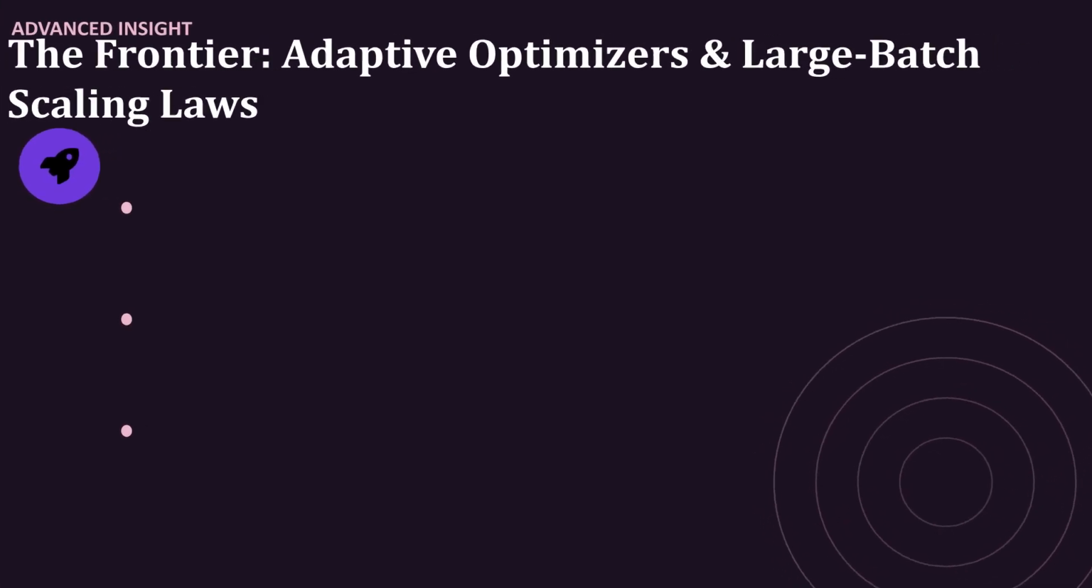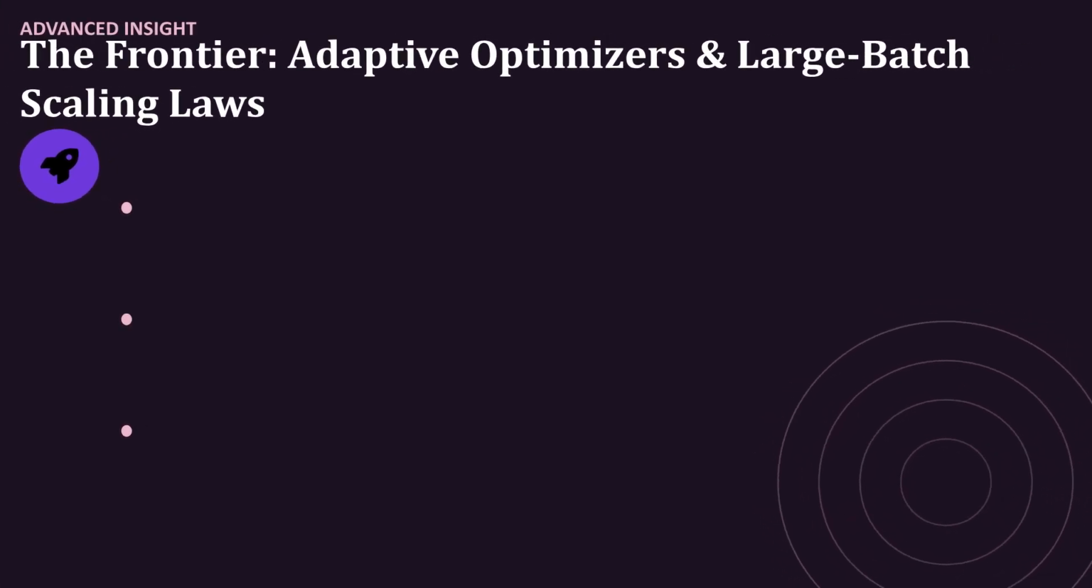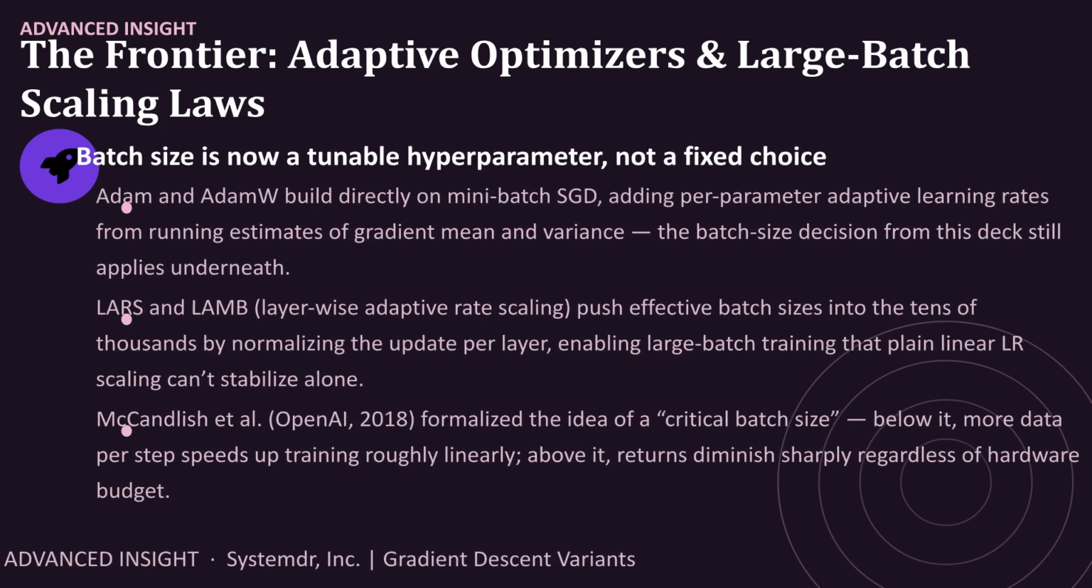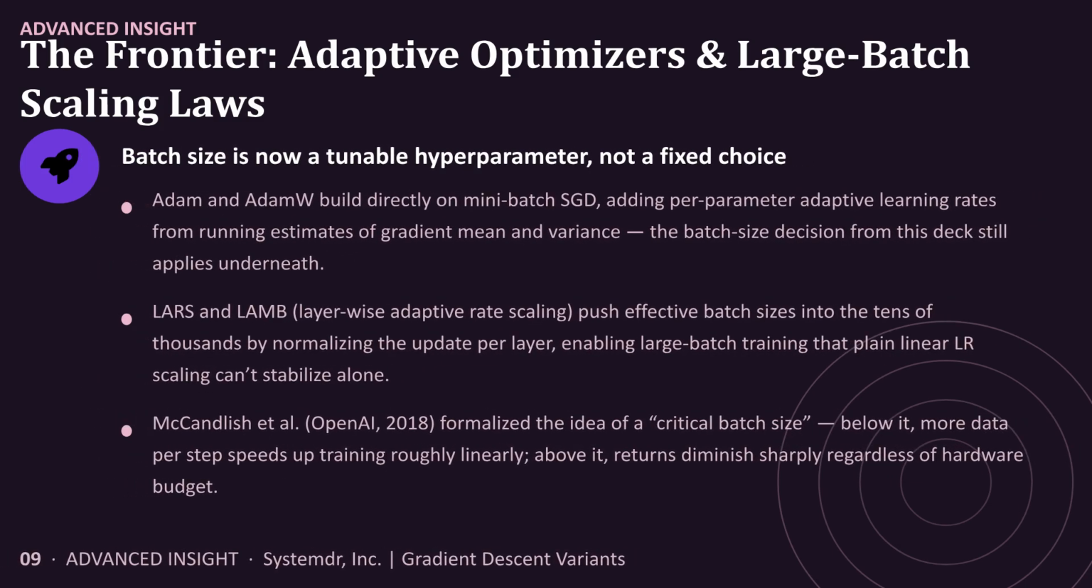Here's the through line for this slide. Batch size is now a tunable hyperparameter, not a fixed choice you set once and forget. Adam and AdamW build directly on top of mini-batch SGD. They add per-parameter adaptive learning rates, derived from running estimates of each gradient's mean and variance. But underneath all of that adaptivity, the batch size decision from this entire deck still applies. Adam doesn't replace it, it sits on top of it.